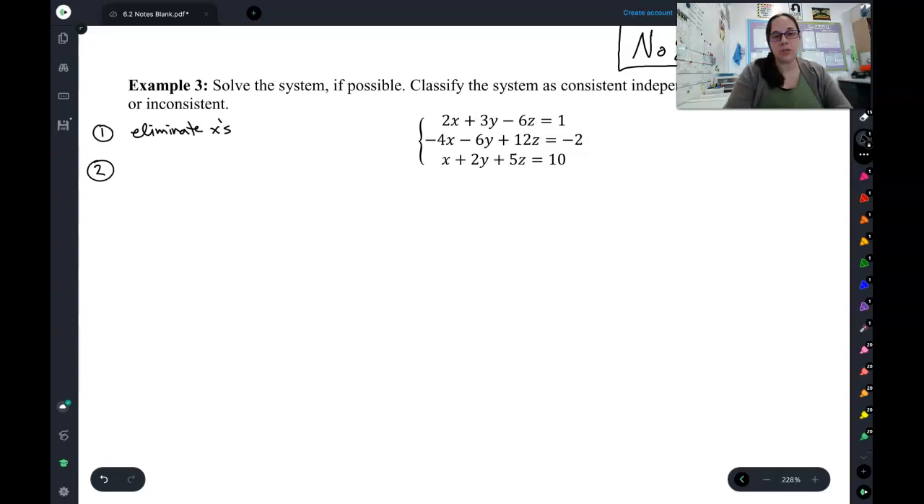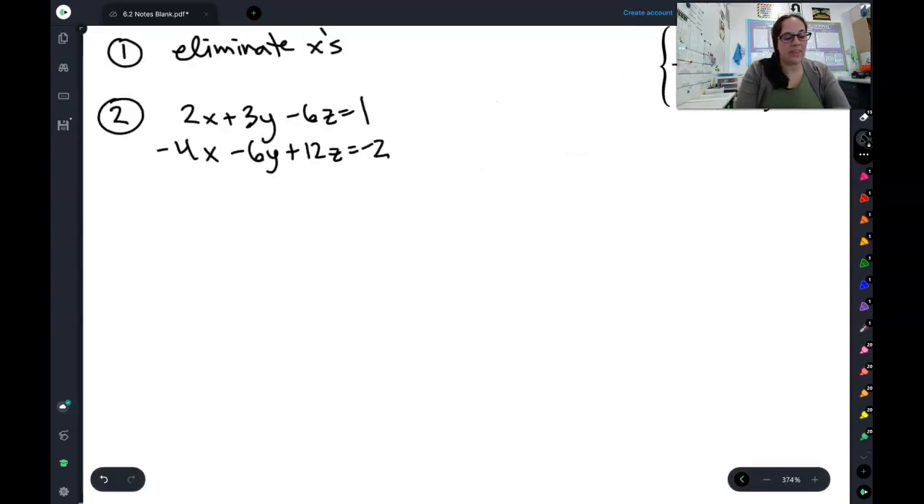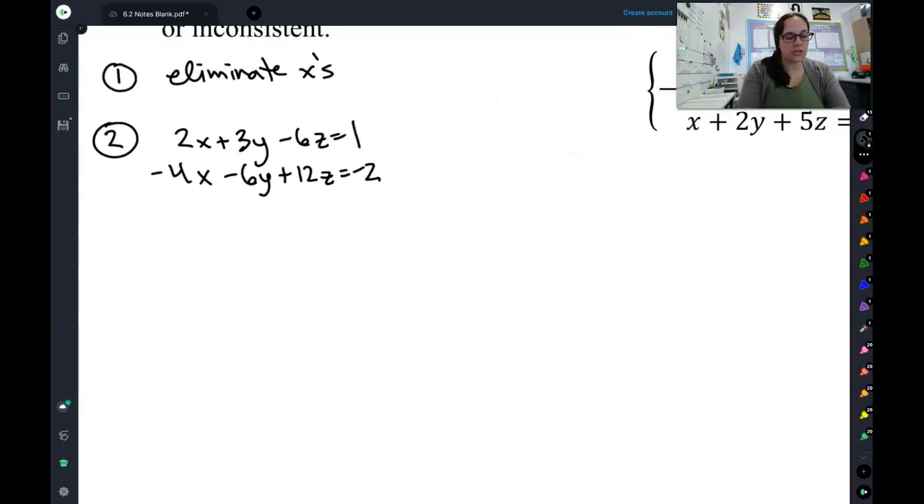So step 2, pick a pair of equations that you're going to eliminate the X's from. Really doesn't matter which pair you pick. So let's just pick the first and the second. So I picked a pair of equations. I'm going to eliminate the X's from these equations. So let's times the top one by 2 so that our X's will stack up.